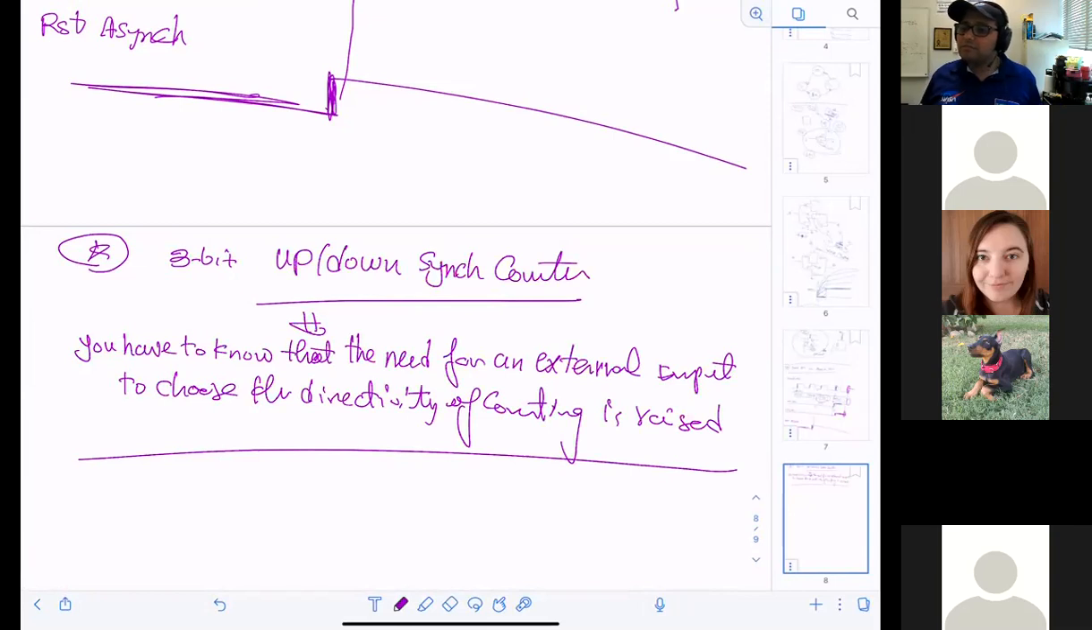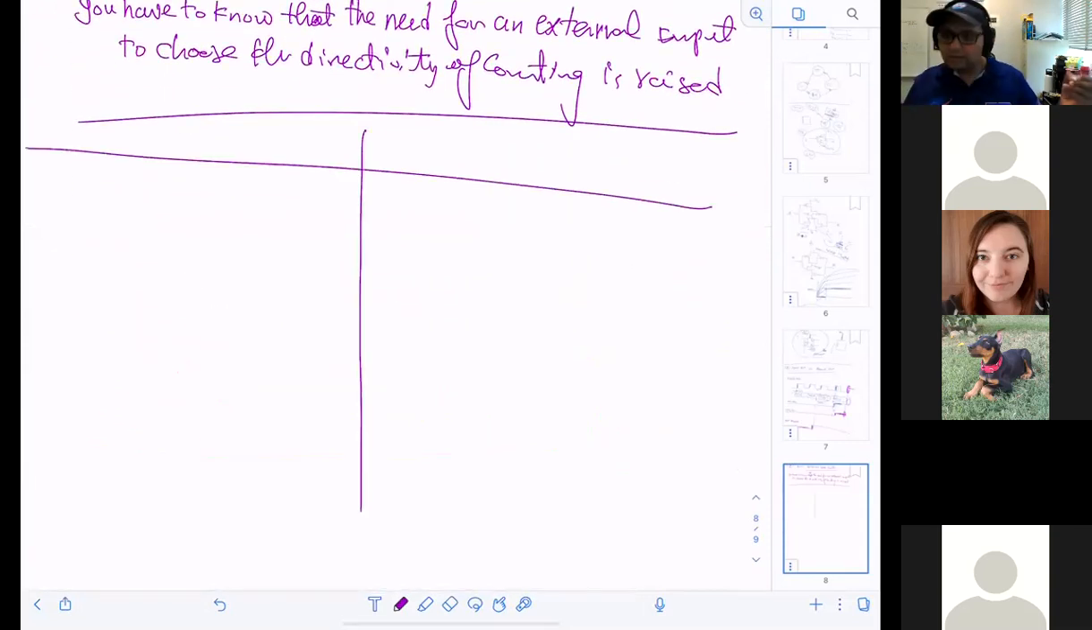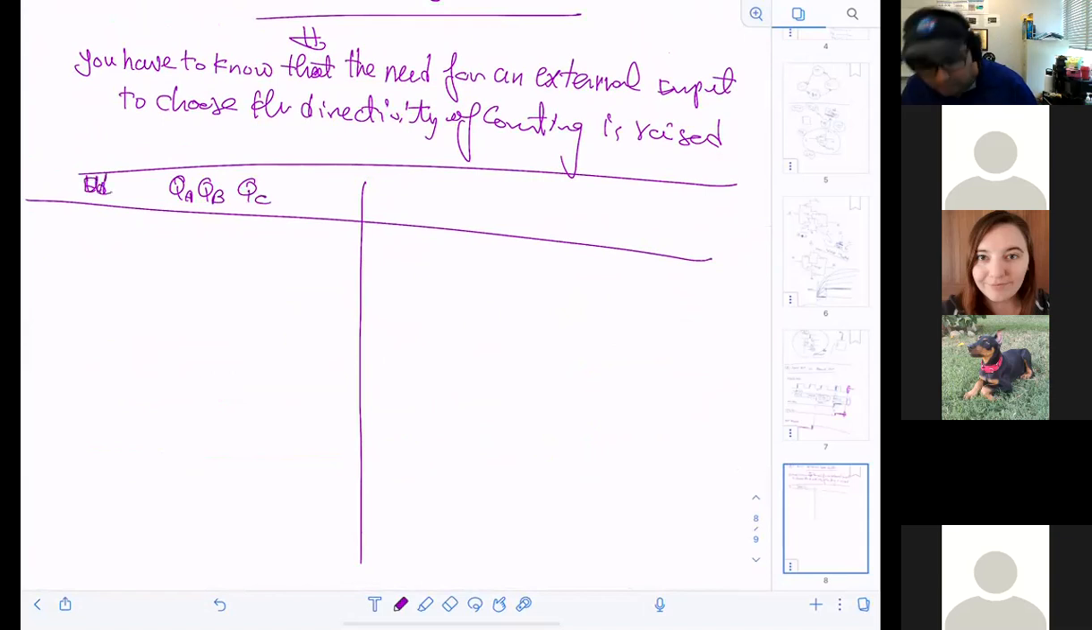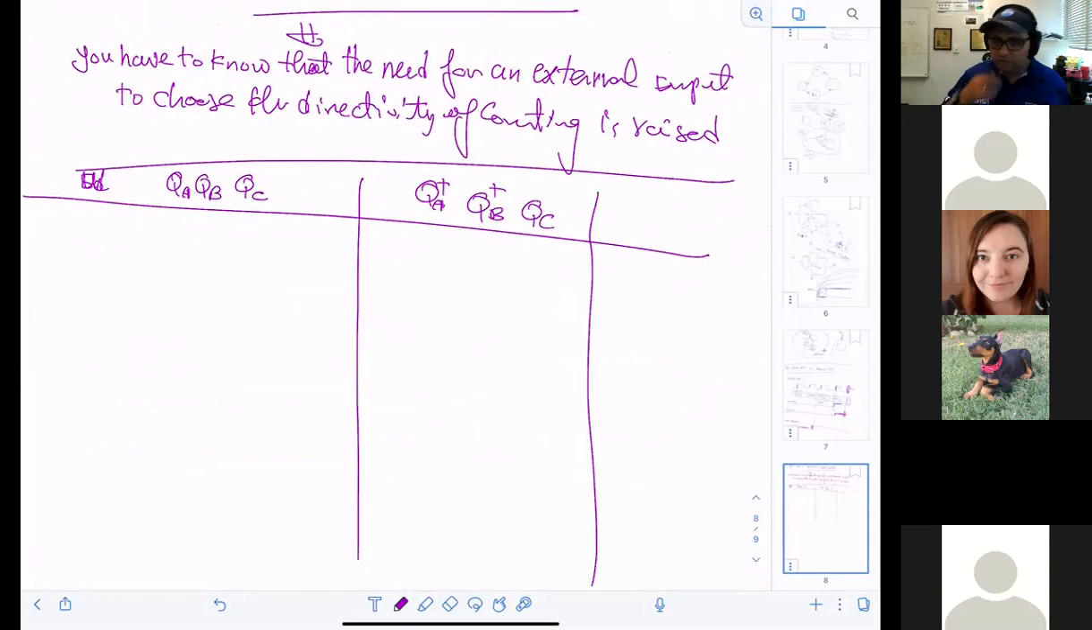Translate this. So if I want to, I have to build a table. Do you agree? That table will look like what? This. QA, QB, QC. And then the up-down signal, UD. And the output is going to be QA plus, QB plus, QC plus. And we're going to keep this, of course, for when we need the T, whatever, right?